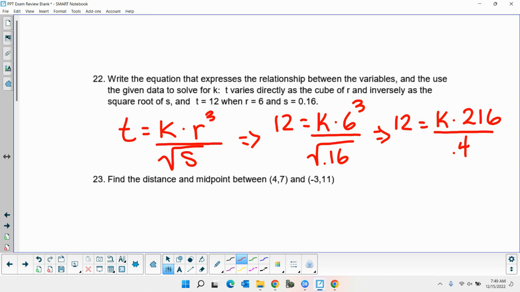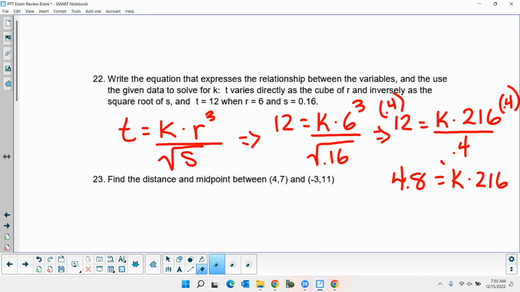Okay, now if you want, you can divide 0.4 into 216 and get a number. Or you can go 0.4 times 12, move it over. And then divide by 216. It doesn't matter. Either way works. I probably would multiply both sides by 0.4, which would be 4.8. Okay, and then I would divide. That's how I would do it. But if you want just to divide, like I said, 216 by 0.4, get that number and then divide it over. That's okay.